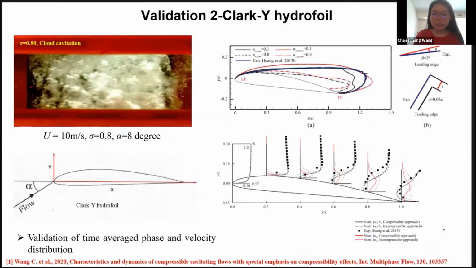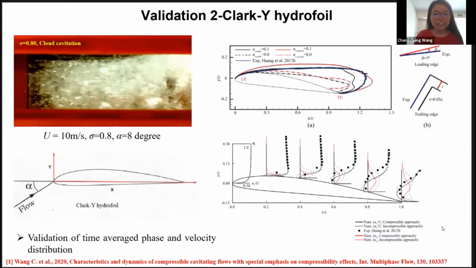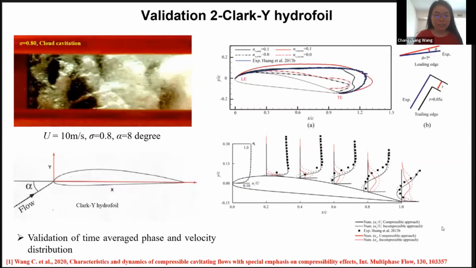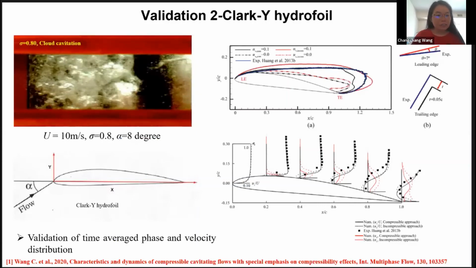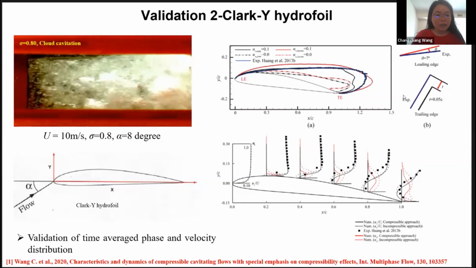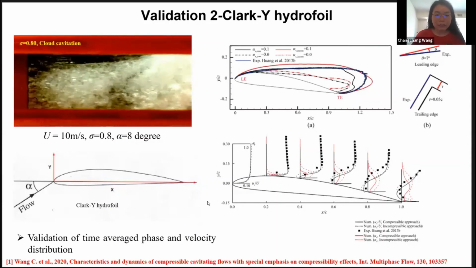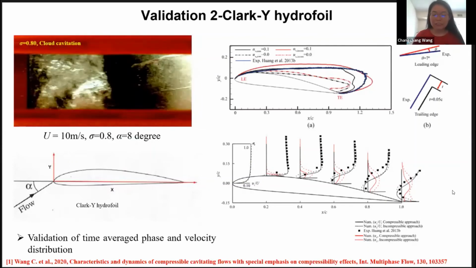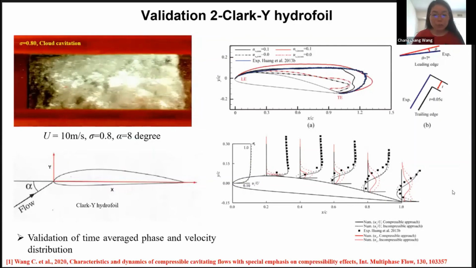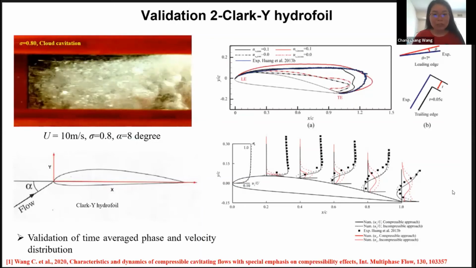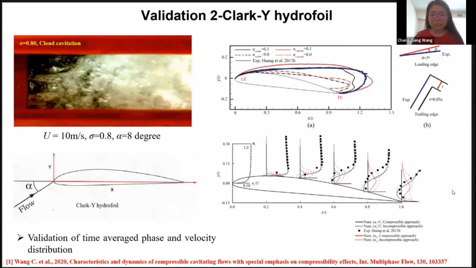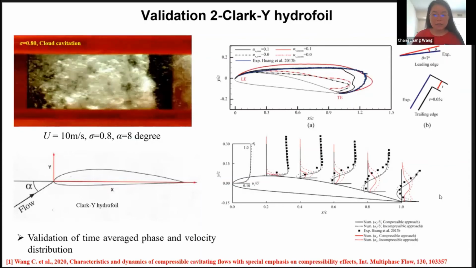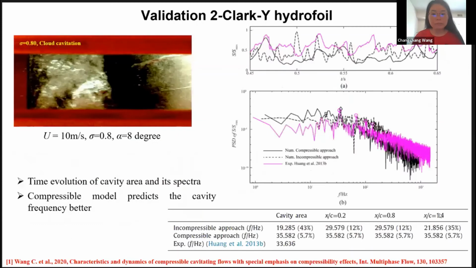And then the compressible solver is validated against another set of experimental data, which has a typical re-entrant jet shedding mechanism. It can be seen that this is the time-averaged phase field and velocity field. The time-averaged cavity structures and the velocity distribution are well predicted by both the incompressible and compressible methods. This is not surprising because the incompressible method has been successfully used in cavitation simulation.